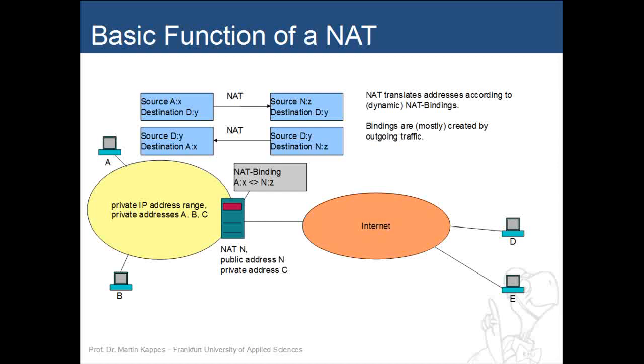Basically, one of the reasons for this is that as the range of IP addresses is limited, most people, if they have a small network at home, would only have a single public IP address. So they would basically use different private IP addresses within their network and then translate those to the public IP address for contacting services in the internet.